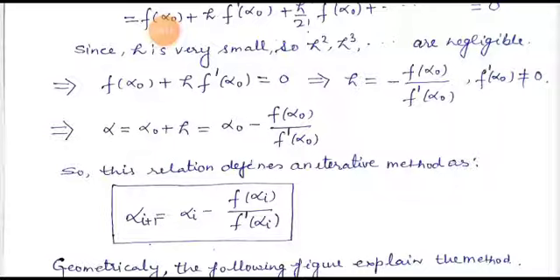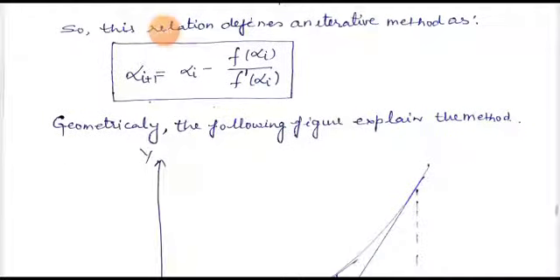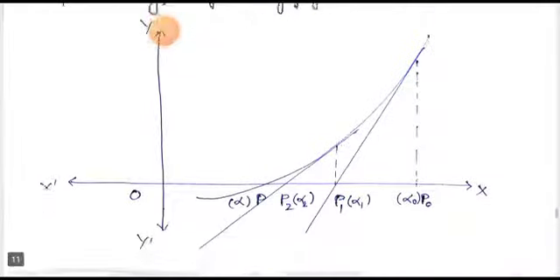Then alpha is equal to alpha 0 plus h, putting the value of h in place of this. So this relation defines an alternative method as alpha i plus 1 is equal to alpha i minus f(alpha i) upon f dash(alpha i). Geometrically, the following figure explains this method.